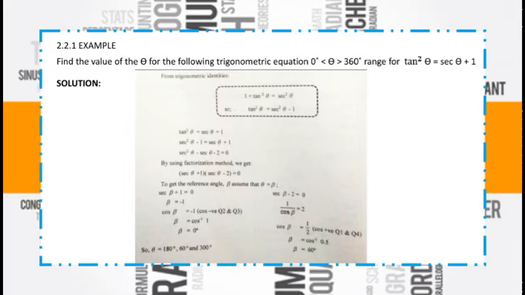By using the factorization method, we will get (sec² θ + 1)(sec² θ − 2) = 0. To get the reference angle, we assume the symbol θ as the degree. Sec θ + 1 = 0, so sec θ = −1, which means cos θ = −1.